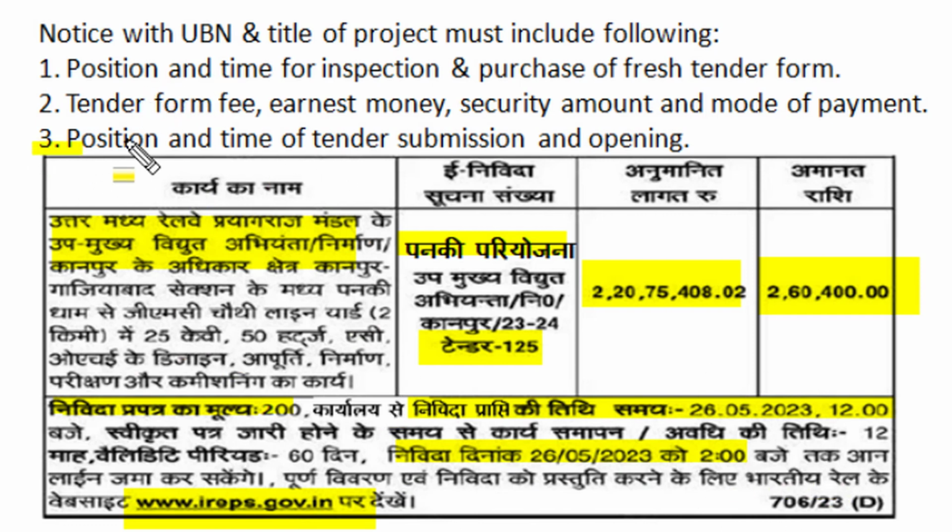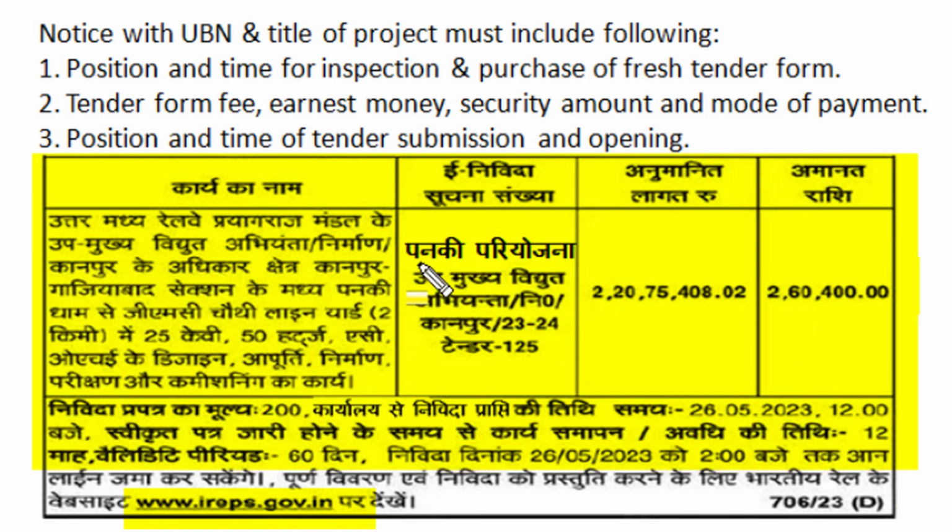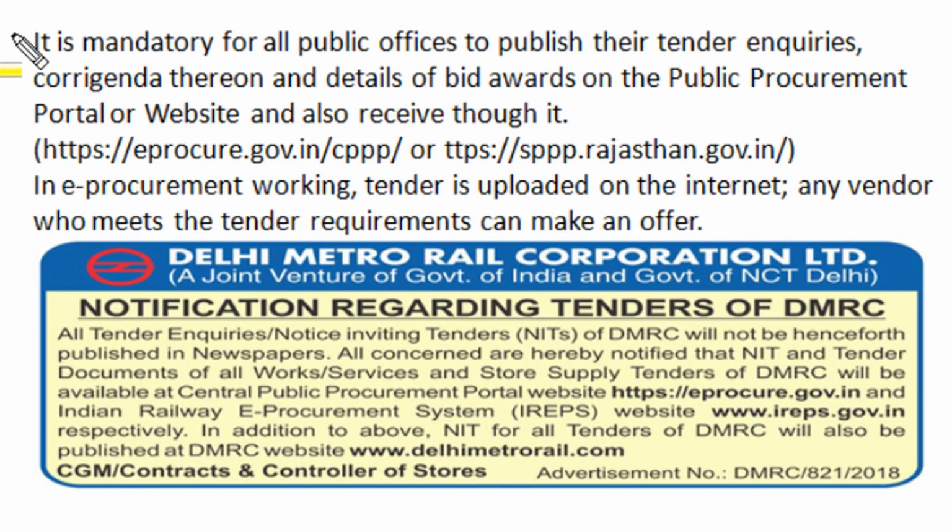Nowadays, brief information is published in the newspaper, and all other details are mentioned on the website or portal only. Nowadays, it is mandatory for all public offices that utilize public money for their working to publish their tender inquiries, any corrigenda in them, or details of the bid award process on either the public procurement portal or their official website, and they also have to receive bid proposals through that portal only.